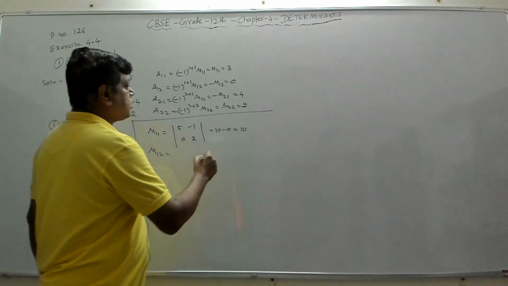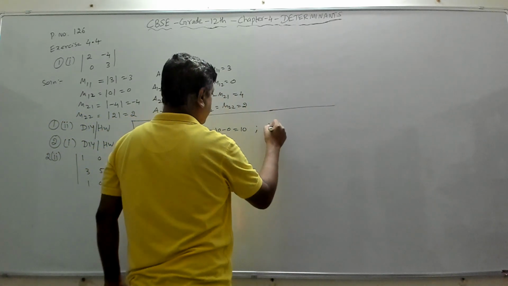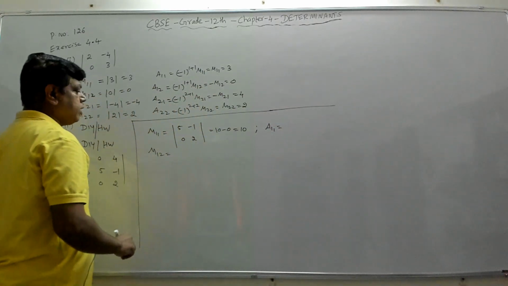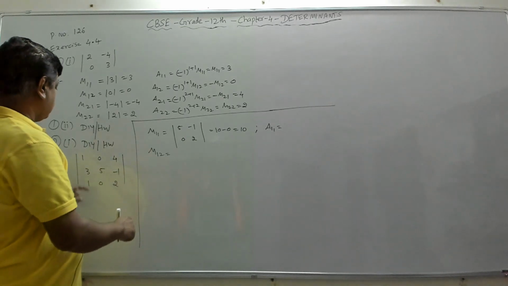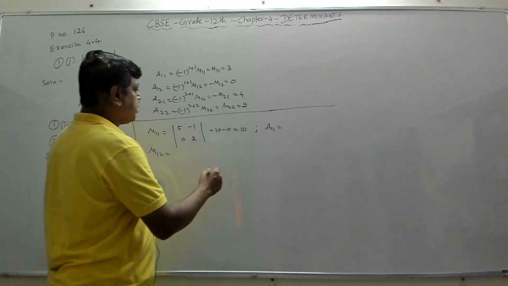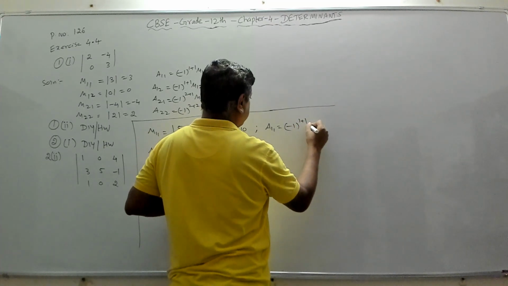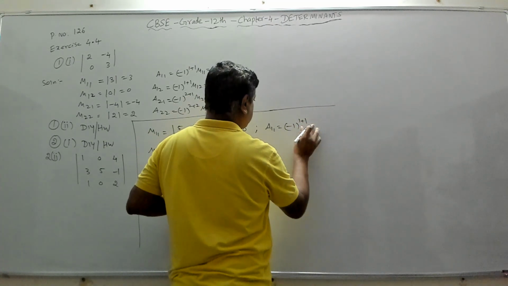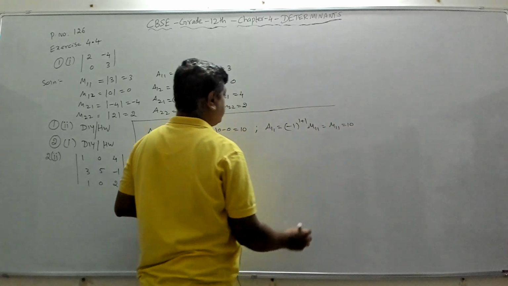We can probably correspondingly write A also. So, comma, then A11. A11 is the cofactor of this one. So that is defined as minus 1 power 1 plus 1 M11. That is equal to M11. That is equal to 10.